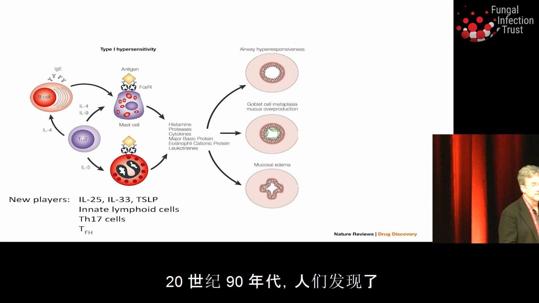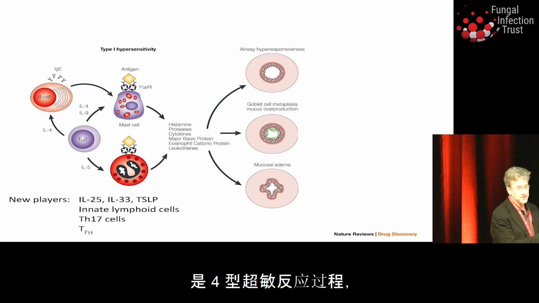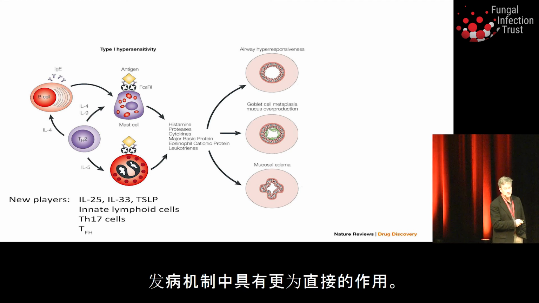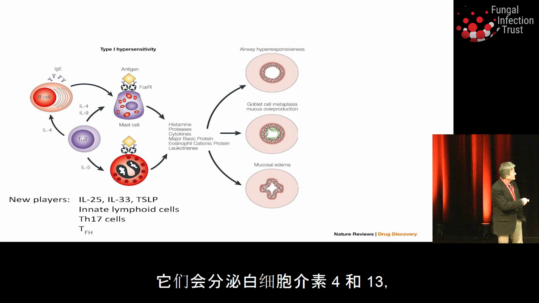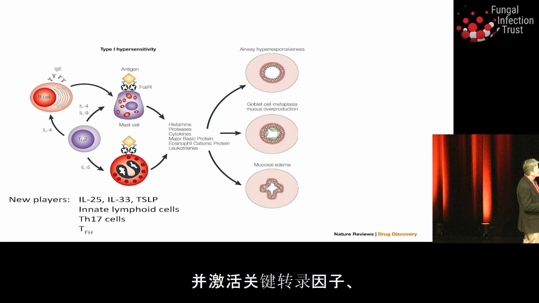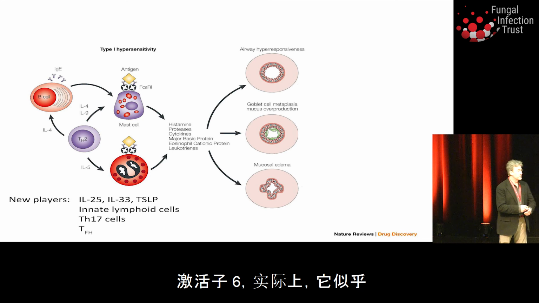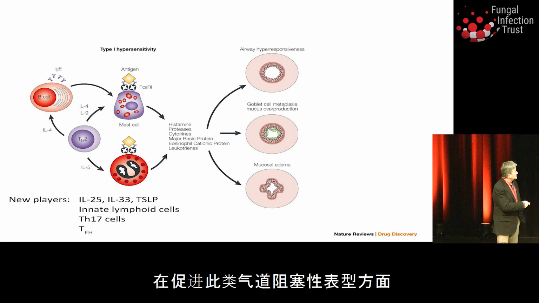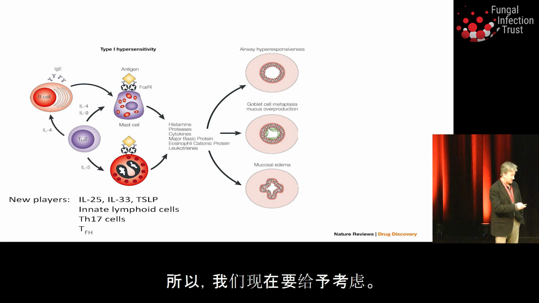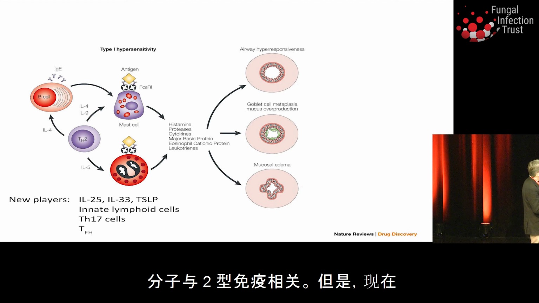But beginning in the 1990s, another very important disease mechanism was revealed, more of a type 4 hypersensitivity process, in which Th2 cells now assume a much more direct role in disease pathogenesis. They secrete IL-4 and IL-13 that signal through a substantially similar receptor that includes the alpha chain of the IL-4 receptor and activate a key transcription factor, signal transducer and activator of transcription 6, that actually appears to be more important in driving these airway obstructive phenotypes, probably overriding type 1 hypersensitivity, so we now think today. So here's some of the older cells and molecules linked to type 2 immunity.